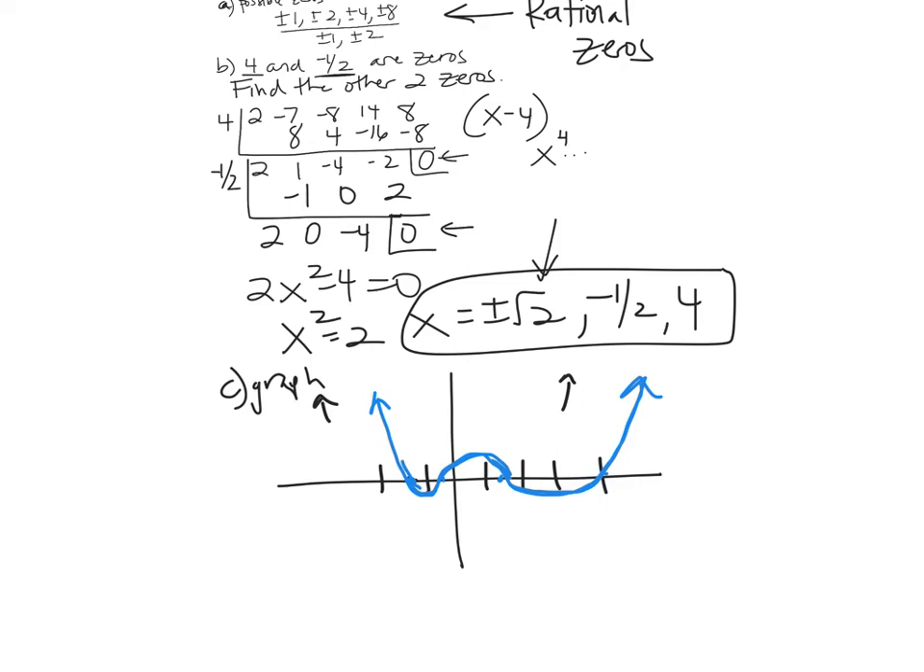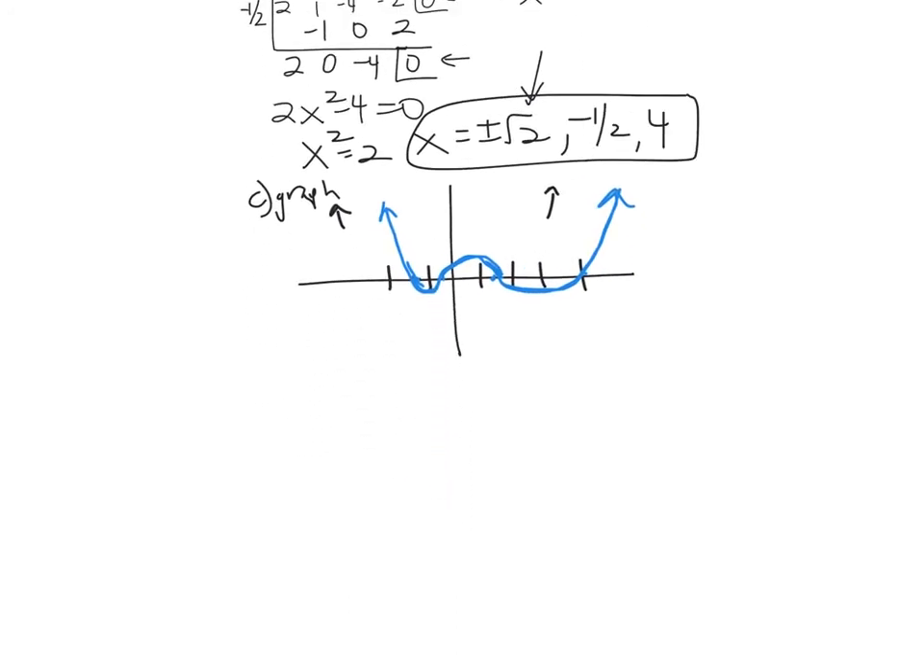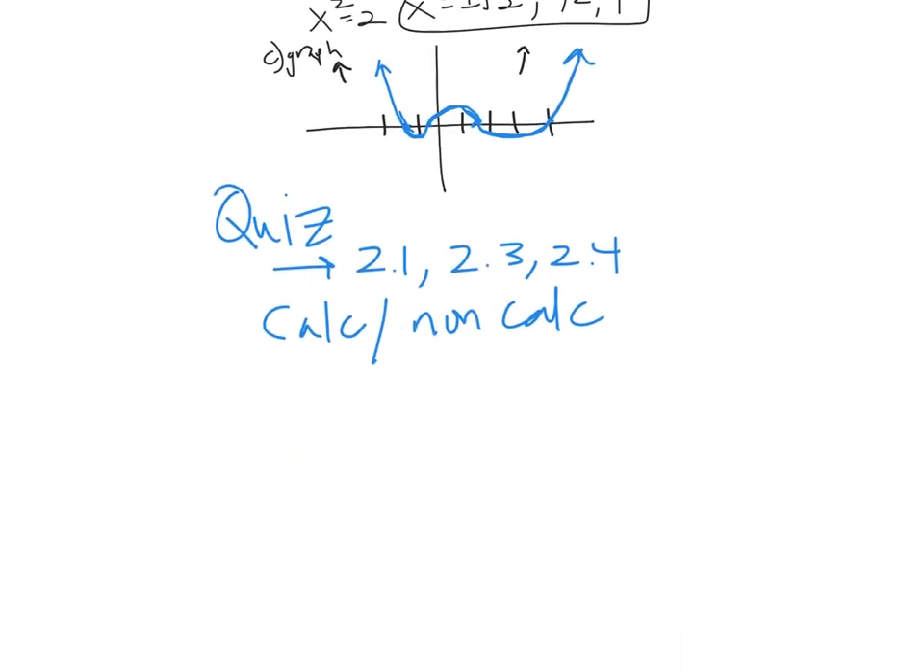All right, so try those on Thursday. When I come back, we will do a review, and we'll have a quiz later on in that period. It's a block period, so we'll spend the first time reviewing. But for your quiz, the quiz is going to be on 2.1, 2.3, and 2.4. There's going to be a calculator and a non-calculator section. The calculator section is going to be for things like that problem with the velocity.